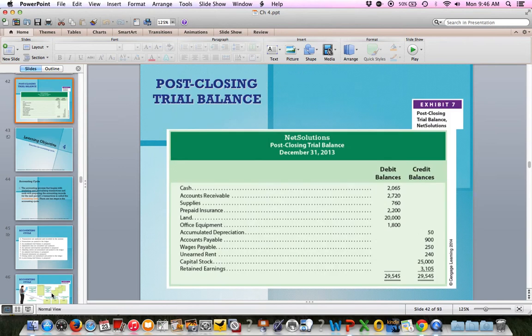So the last thing we do is put together a post-closing trial balance, and to verify that we've done everything correctly, there should be no temporary accounts here. So I don't want revenues, I don't want expenses, I don't want dividends. If they show up here, that means they have a balance, and if they have a balance, that means my closing process wasn't quite right. Okay, so I only want permanent accounts to show up here. I want it to balance, and that just shows now I'm ready to begin the next accounting period, which will start January 1st.